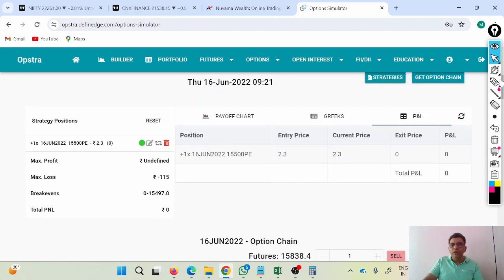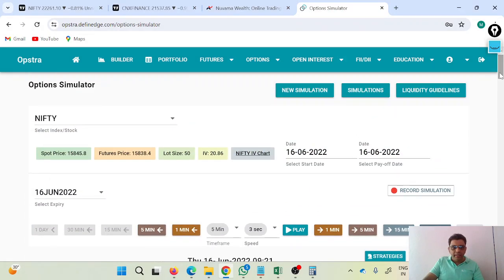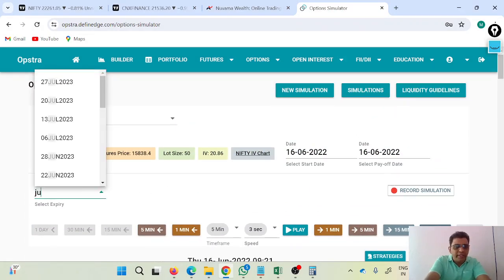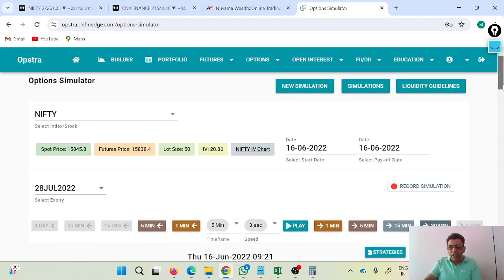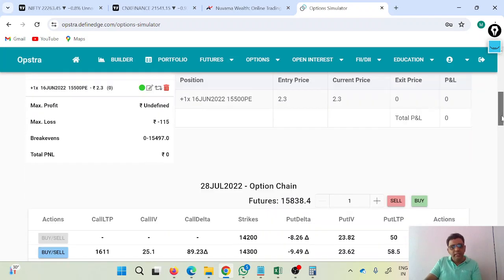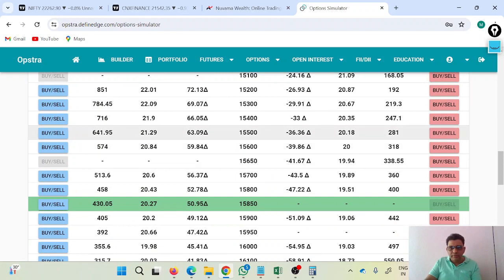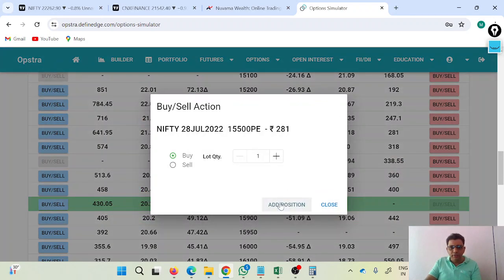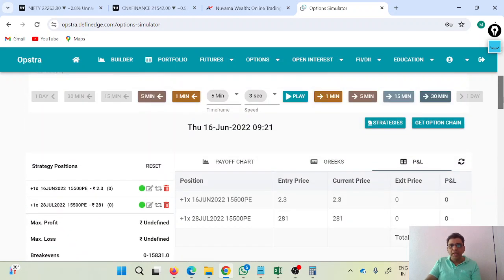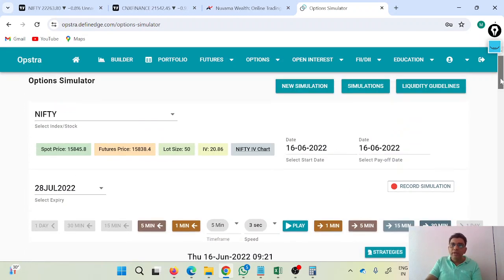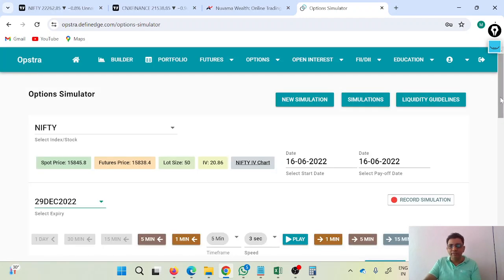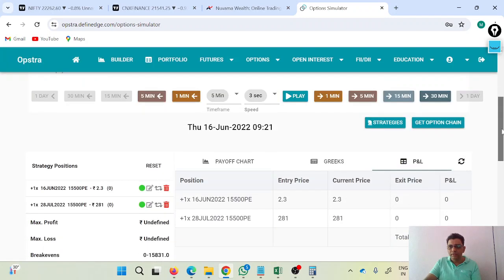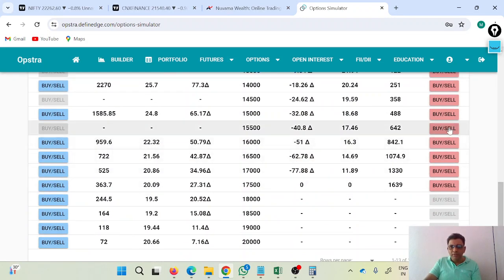Now what I will do, on the same day, I will buy for July expiry as well. On the same day, I have bought it for July expiry, get option chain, same strike price, that is 15,500 at 281 rupees. And on the same day, I will buy for December expiry also, December 22, so that you will understand all these concepts very well. I am buying 15,500. This is what I have bought.